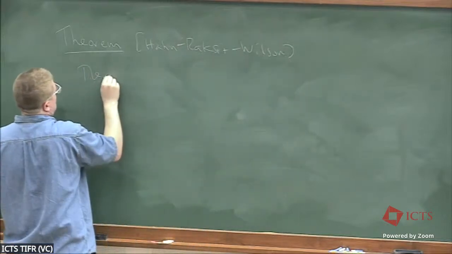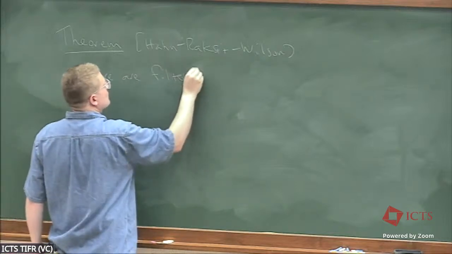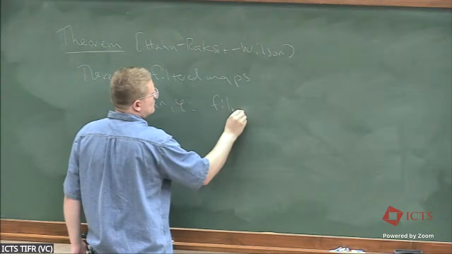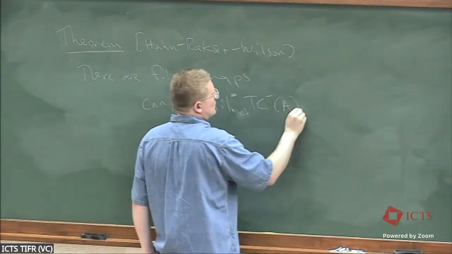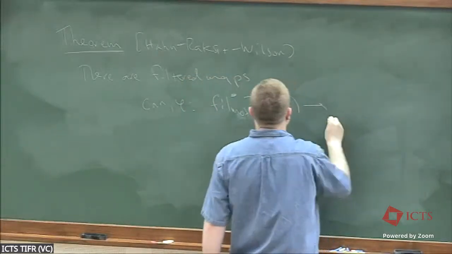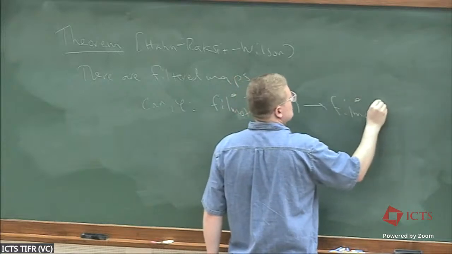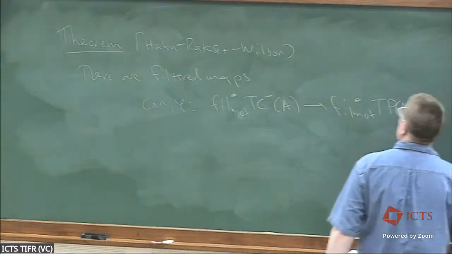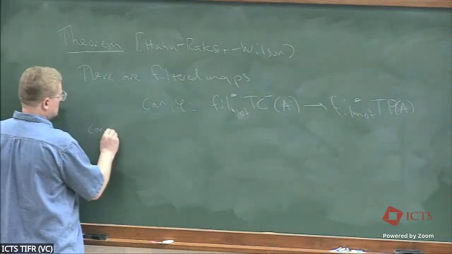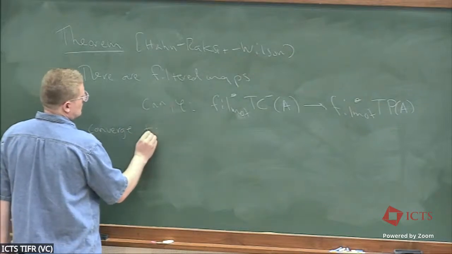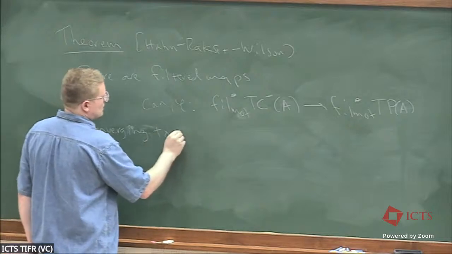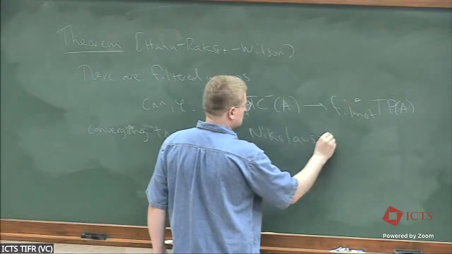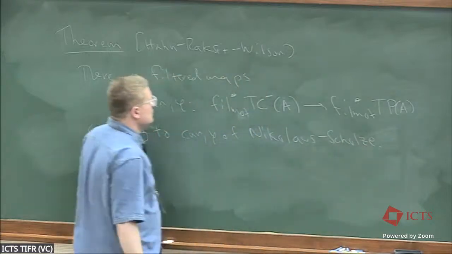So there are filtered maps can and phi from MU to TC minus of A. So let's say we have the same hypotheses as over there. So again, I'm implicitly p-completing everywhere. And these converge. So if you take the colimit, they converge to the can and phi of Nikolaus and Scholze that we talked about last lecture. Okay.